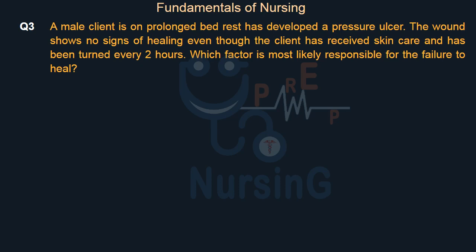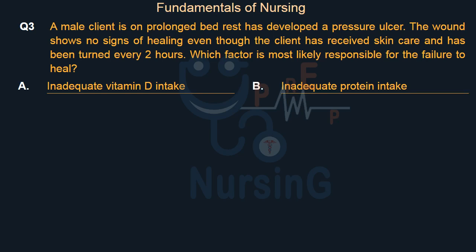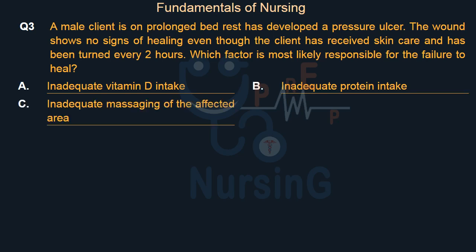Second and third-level needs can be met only after a client's first-level needs have been satisfied. A male client on prolonged bed rest has developed a pressure ulcer. The wound shows no signs of healing even though the client has received skin care and has been turned every 2 hours. Which factor is most likely responsible for the failure to heal? Option A. Inadequate vitamin D intake. Option B. Inadequate protein intake. Option C. Inadequate massaging of the affected area. Option D. Low calcium level.